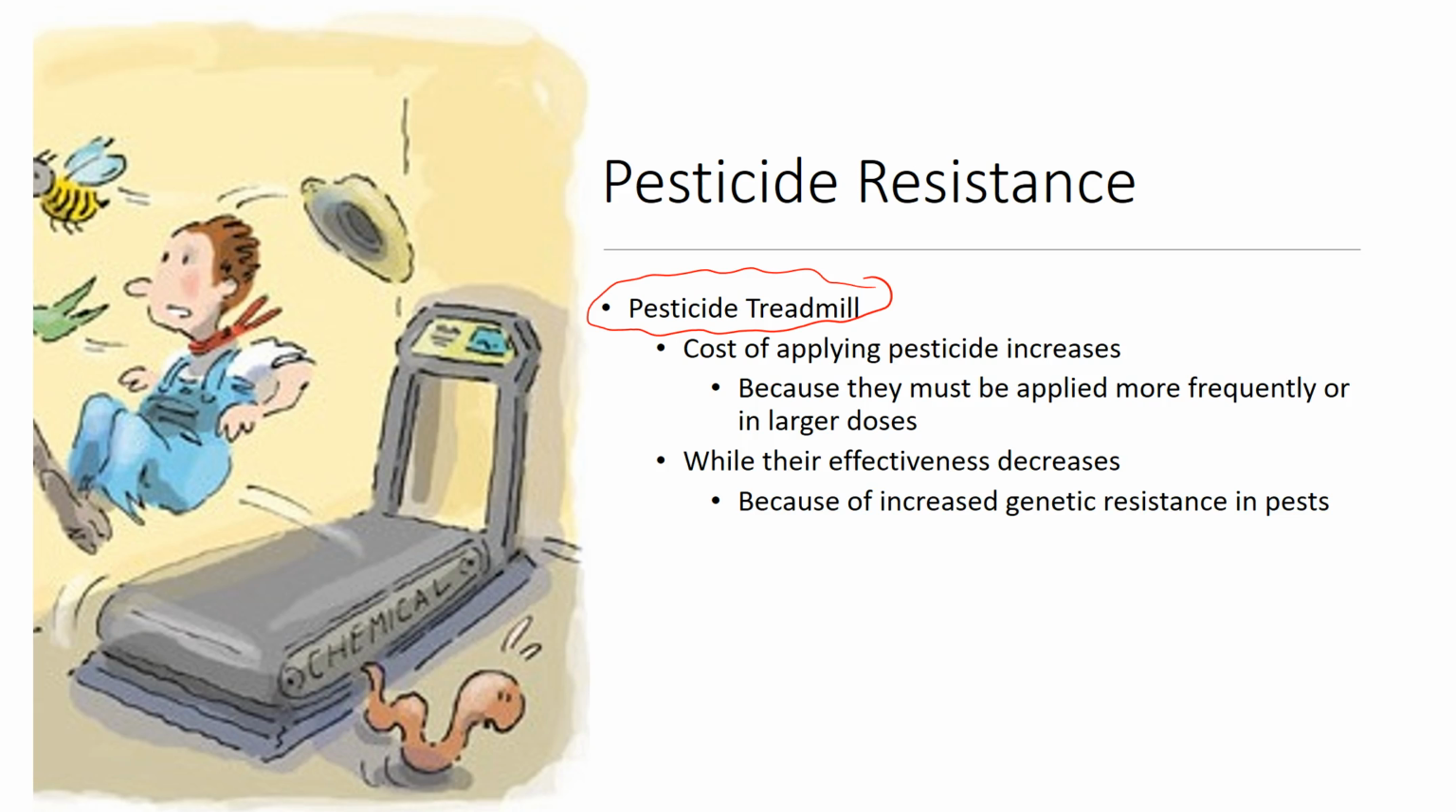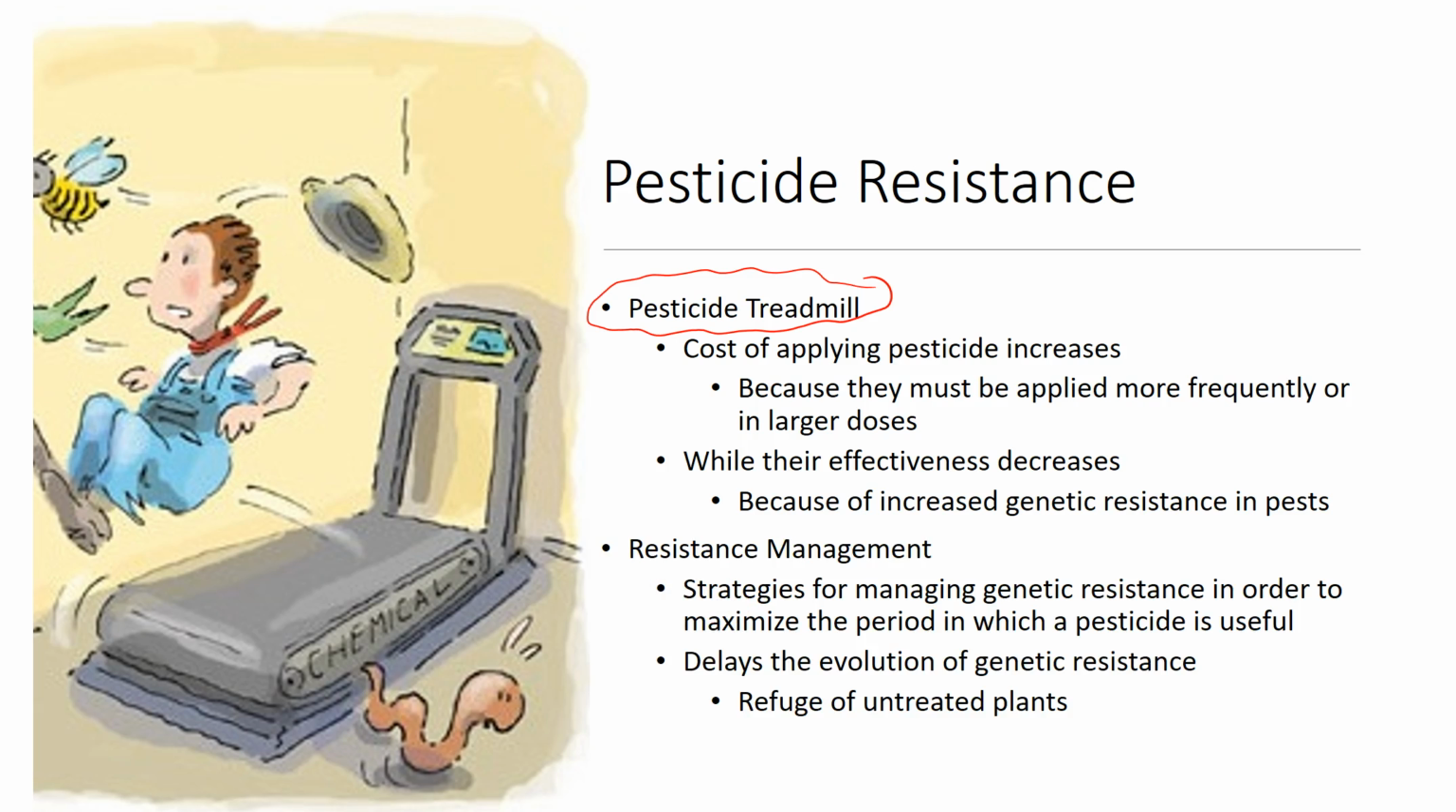Okay, and so what we do is we implement strategies of resistance management, and we will talk more about this near the end of the lecture, but just a little teaser, something called integrated pest management, or IPM. All right. So there's things we can do to help limit the amount of resistance that occurs over time.